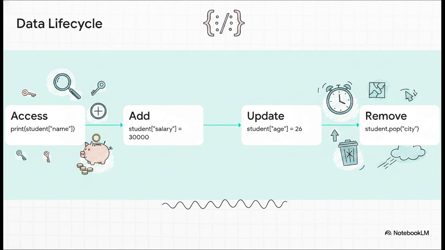In step 2, we expand. We add a brand new salary key and set it to 30,000. Time passes in step 3, so we take that existing age key and update it to 26. And finally, in step 4, let's say Pawan relocates. Well, we completely remove his city using the pop command. Just 4 simple steps to control the entire life cycle of your data.